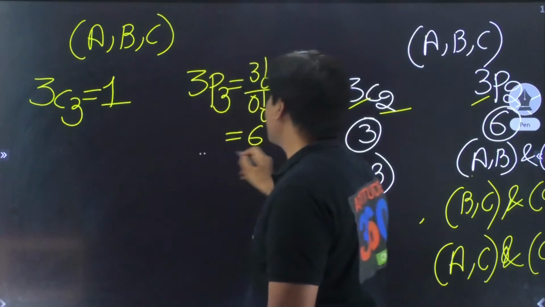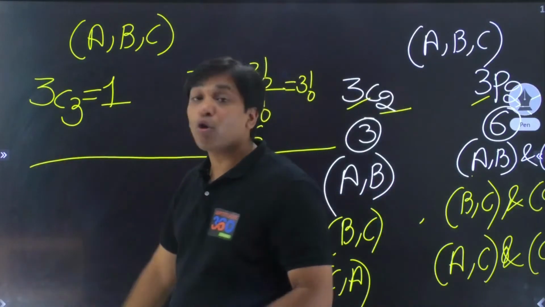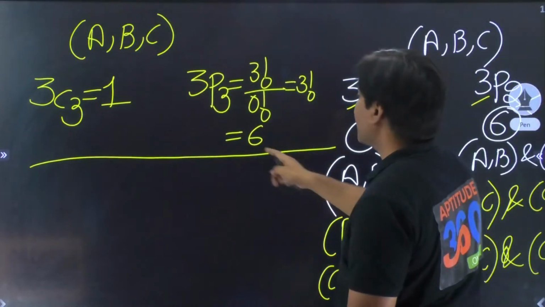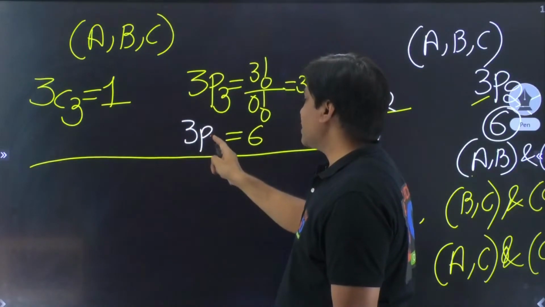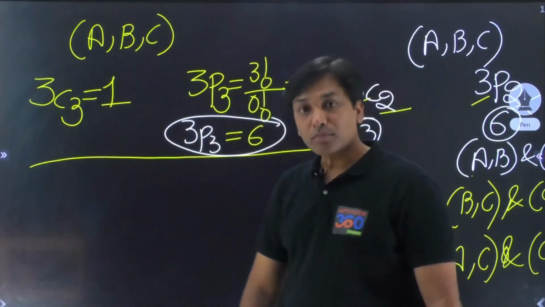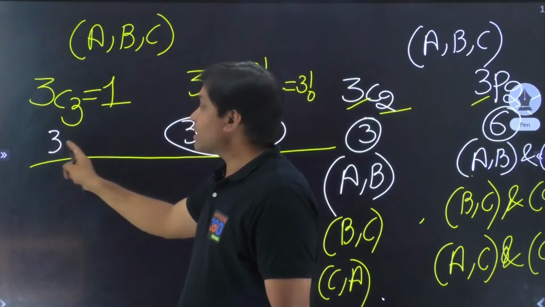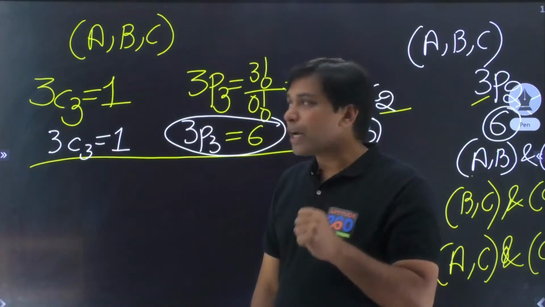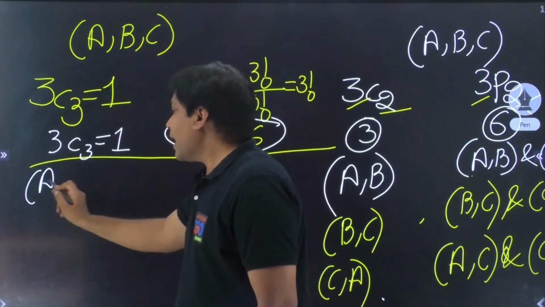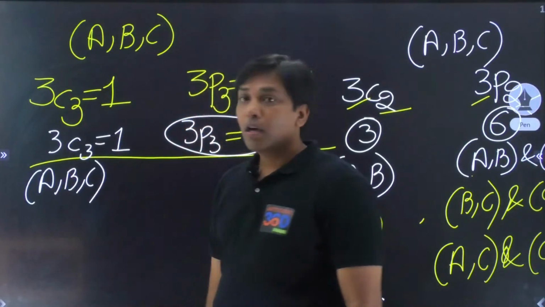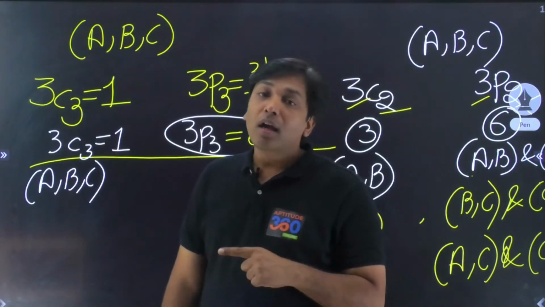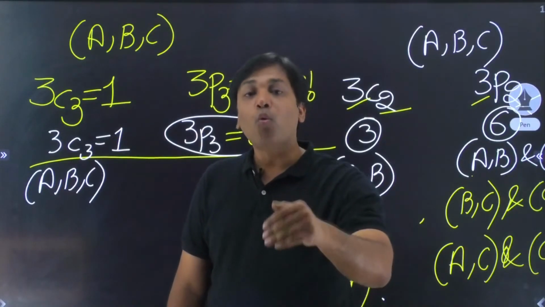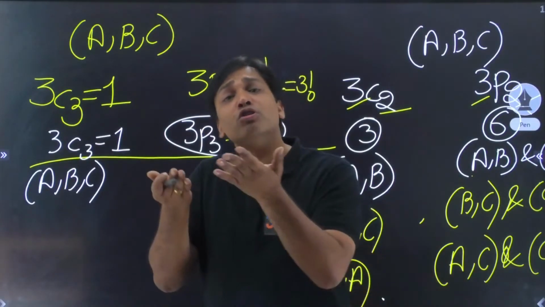Now 3C3 said, I am 1, but 3P3 said, I am 6. This value is 6, whereas 3C3 is only 1. So what does this mean? It means that you select A, B, C, all of them. So whether A was selected first or B or C, it does not make a difference, isn't it? Why does it not make a difference? Because in selection, arrangement has no importance at all.